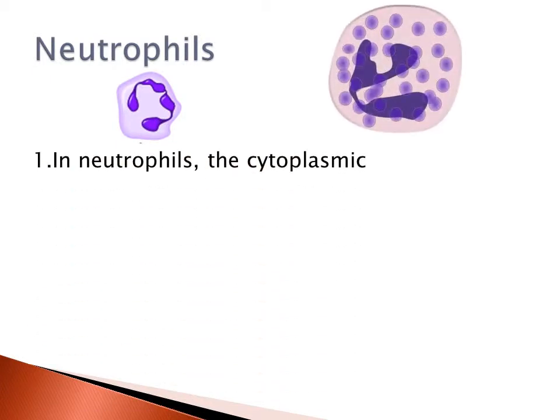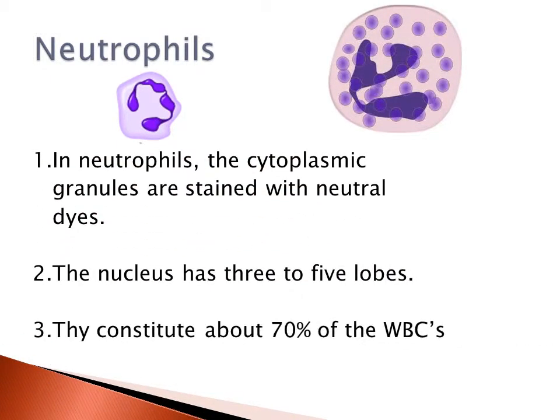Let's talk about neutrophils. In neutrophils, the cytoplasmic granules are stained with neutral dyes. The nucleus has 3 to 5 lobes and they constitute about 70% of the WBCs.